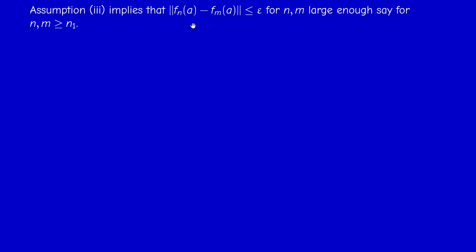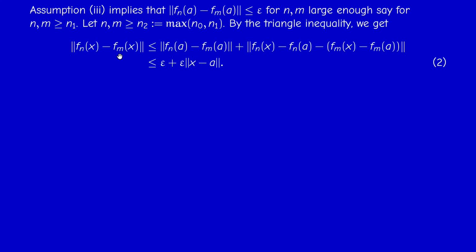So the distance between two terms of the sequence for large indices, say larger than a certain index n1, which is not necessarily the same as n0 as before, because it's a different sequence now. So for n, m large enough, the distance between two terms is less than epsilon. This is just the Cauchy condition, because Fn is convergent. So now if I take n and m larger than the maximum of n0 and n1, because I need both inequalities, I use the triangle inequality.